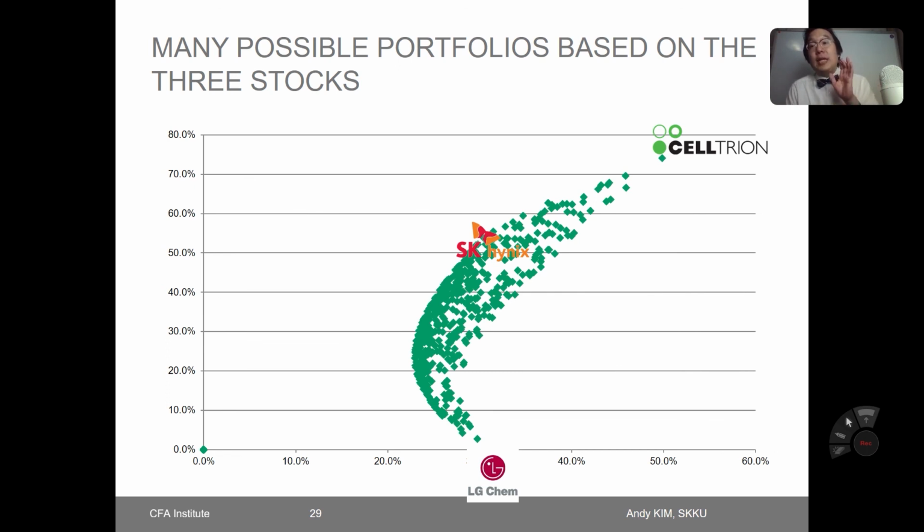Here, based on the actual correlations among these pairs of stocks, we have 3 pairs: the SK Hynix and Celltrion pair, the Celltrion and LG Chem pair, and the Hynix and LG Chem pair. So 3 pairs, 3 correlation numbers we got. Based on these actual correlations, I construct thousands of possible portfolios, giving different weights to these 3 different stocks, and then plot them on the chart. Then it will look like this.